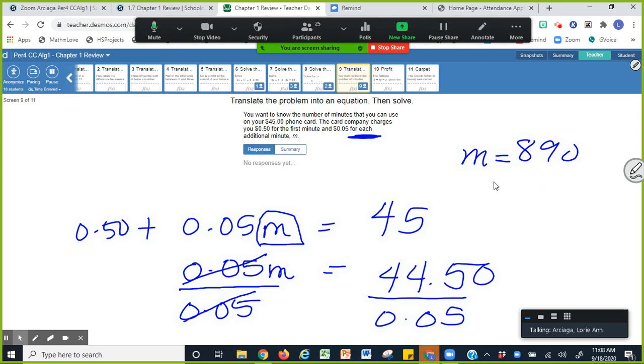Okay, so now how many hours would that be then? Let's divide that by 60. About 14 hours. 14 hours and about, what do you call this? It's 14.83 if you change that to hours.